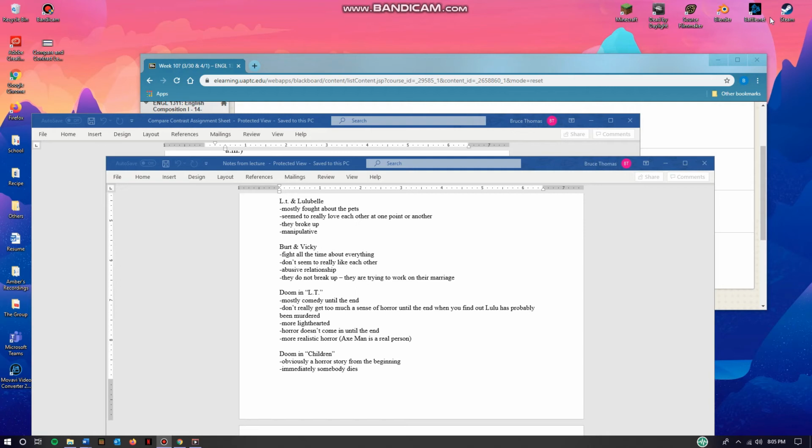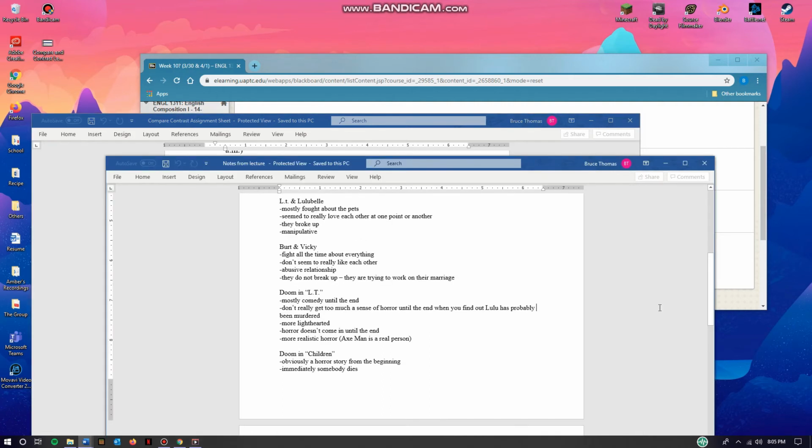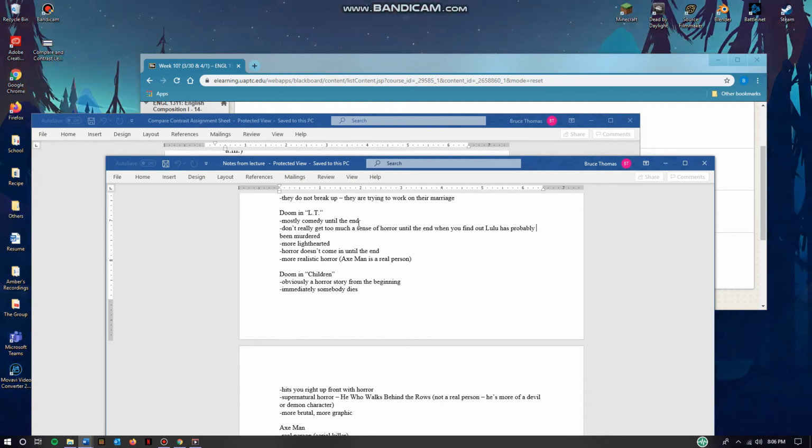And then another one is the impending sense of doom. And what I mean by that is just like the element of horror in both stories. Now, LT's Theory of Pets is mostly a comedy. You don't really get much of a sense of horror until the end when you find out Lulubelle has probably been murdered. It's kind of a lighthearted story, and the horror in it is more realistic. The Axeman is a real person. He's a serial killer, right?